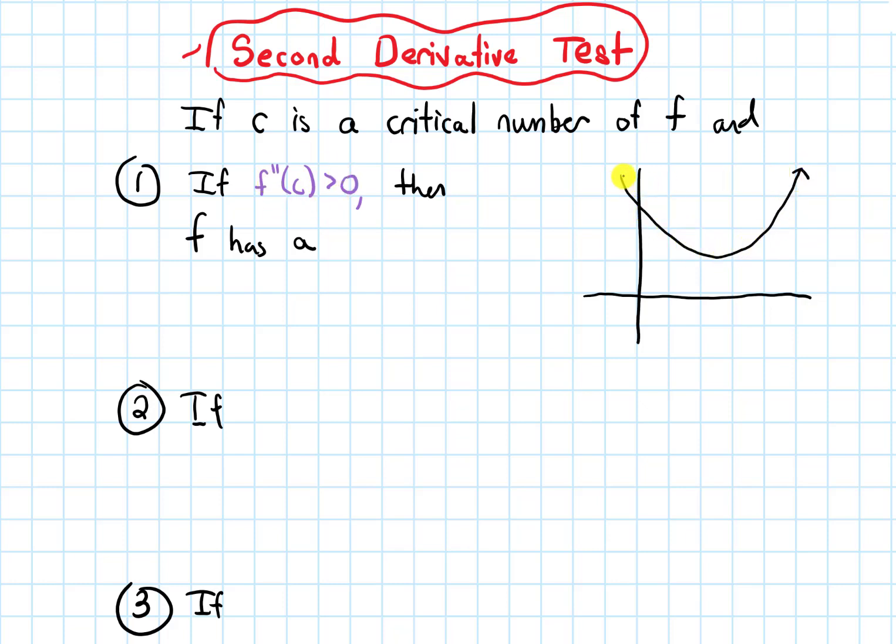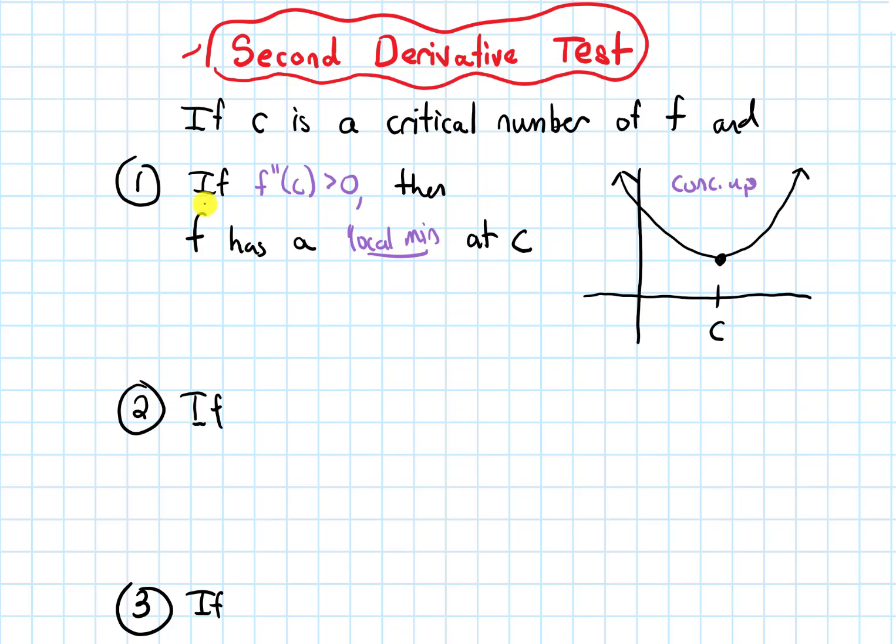Okay, so at that critical number, I'm going to label this as c. Our graph is concave up. And we can see by looking at the picture that at that critical number, we have a local min. So f has a local min at c. Okay, so that's the first case.